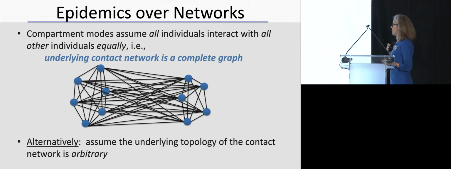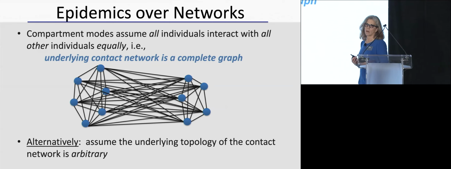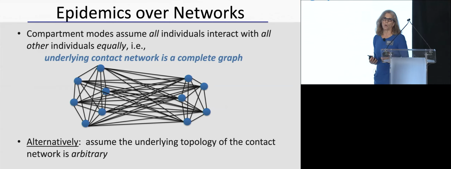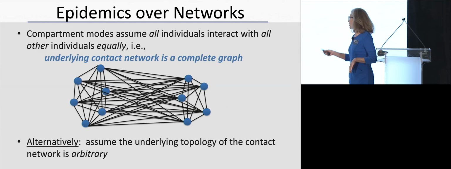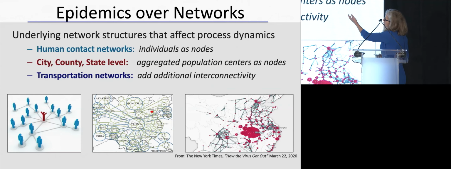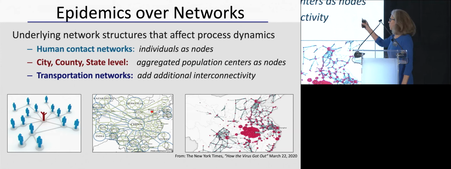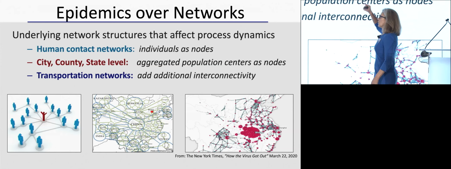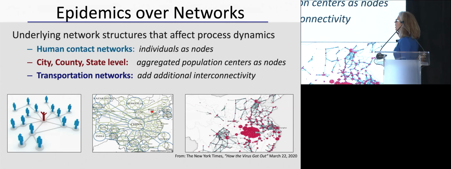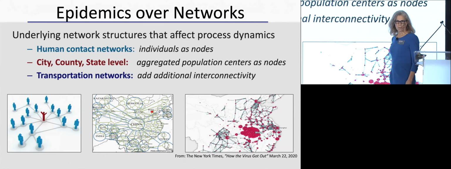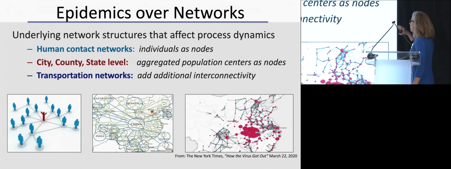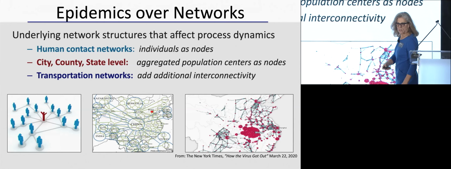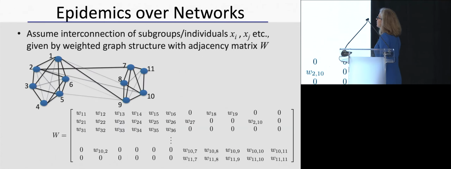So alternatively, we look at what if we assume that the underlying topology of the human contact network is arbitrary, and what I mean by arbitrary is there's no pre-assumed structure. It's not a line, it's not a circle, it's not even a small world graph. We're just saying it's arbitrary, right? And there are many levels at which we can model these contact networks, from the human contact between individuals to, say, aggregated population centers. And there's infrastructure as well that can contribute to this contact network that we consider. In most of our work, we assume that we're dealing with aggregated population centers, so not human individuals.